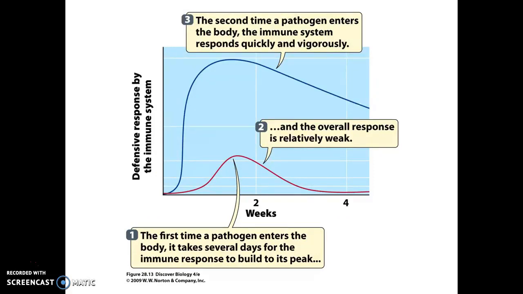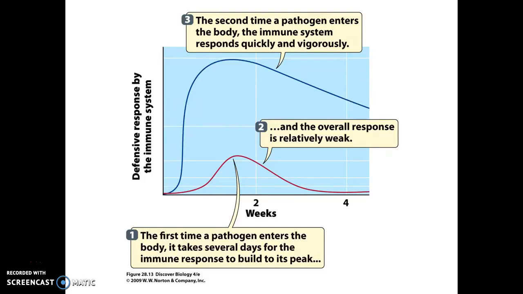Here on this chart, we see two lines. The red line represents the primary immune response. So the very first time a pathogen enters the body, it takes several days for the immune response to build to its peak. And here we see on this timeline, we're looking at more than a week and a half until we hit the peak of our antibody production. And the overall response is relatively weak comparatively.